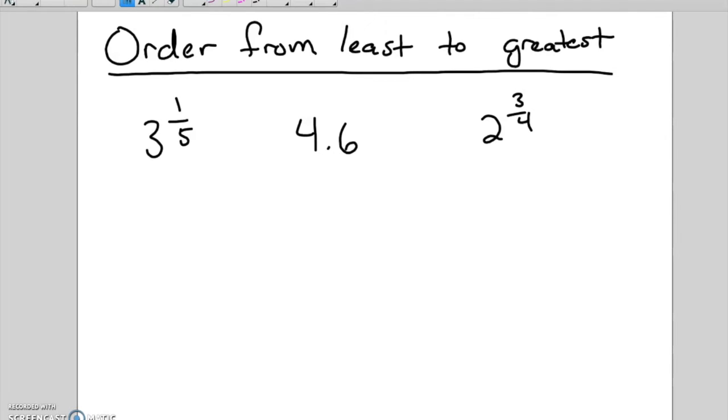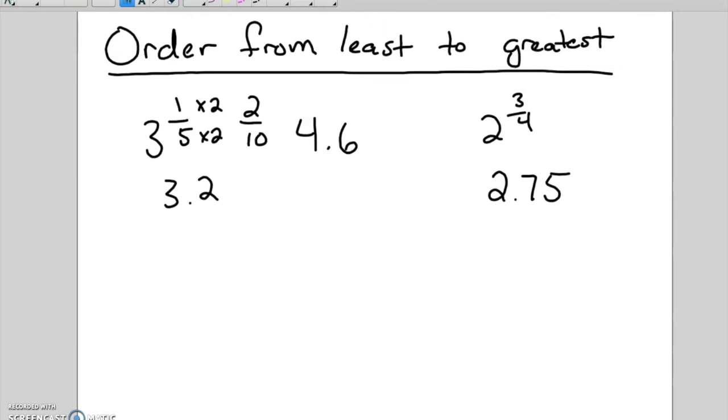Now, we make this a decimal. Times 2, times 2. That would be 2/10. So that would be 3.2. This one would be 2.75.